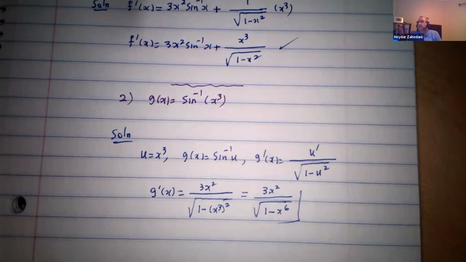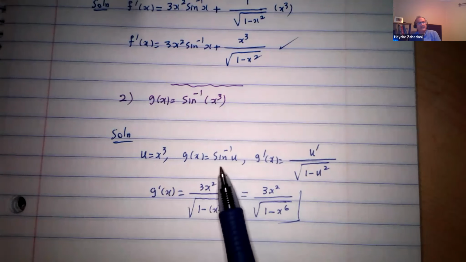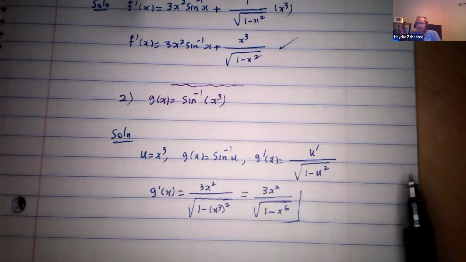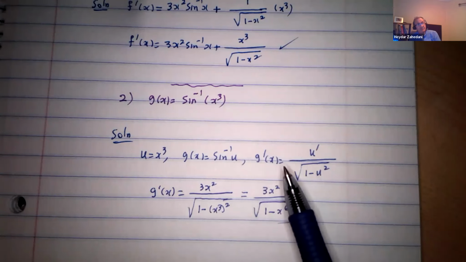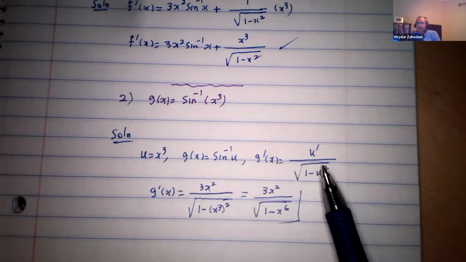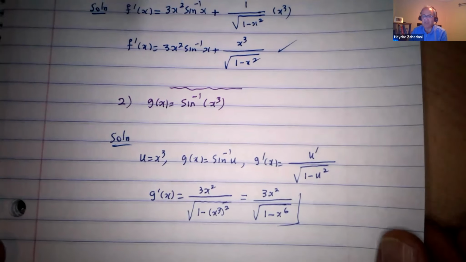When it's not sine inverse of x, whatever it is, you are going to call it u. So u is going to be x cubed. It's a chain rule, so the derivative of the outside, sine inverse, times the derivative of the inside. The derivative of sine inverse of u is 1 over the square root of 1 minus u squared. But you have to multiply by u prime because it's a chain. So that's it. U prime is 3x squared, 1 minus u squared, and u is x cubed. So 1 minus x to the 6, the final answer. Okay, so that would be the case.